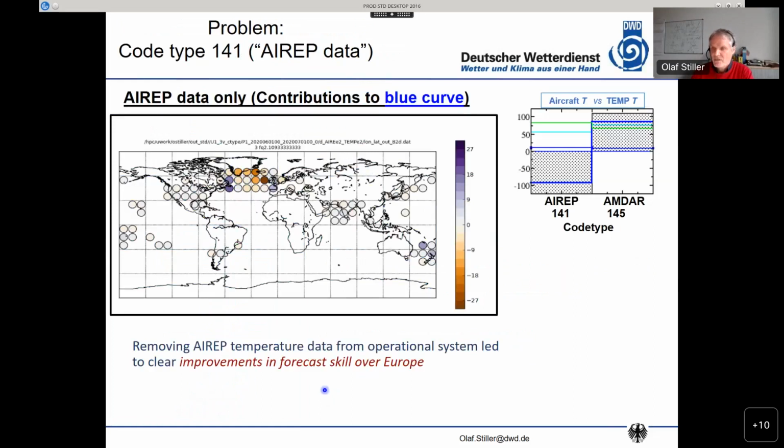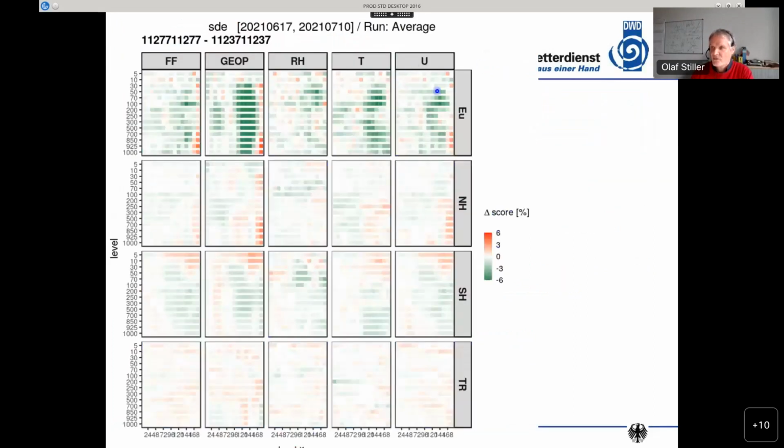over Europe. So green colors was a verification against analysis, and green colors are positive improvements in verification.